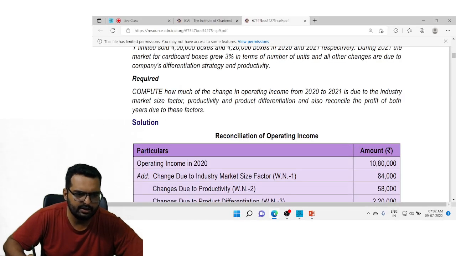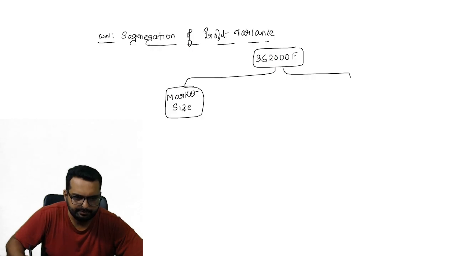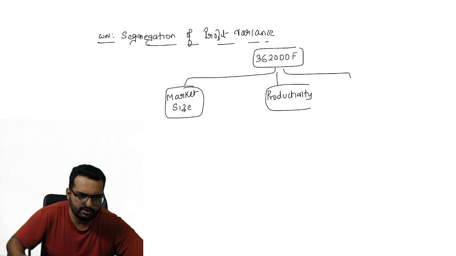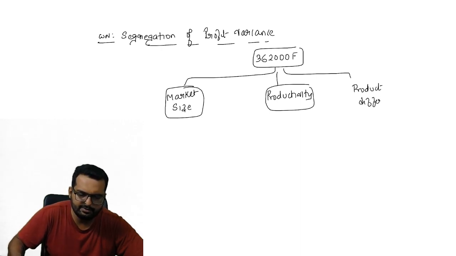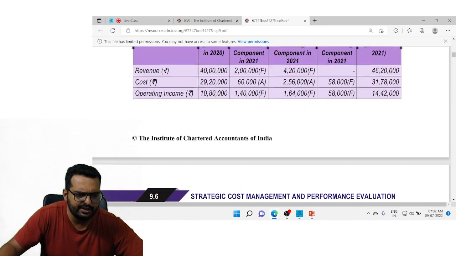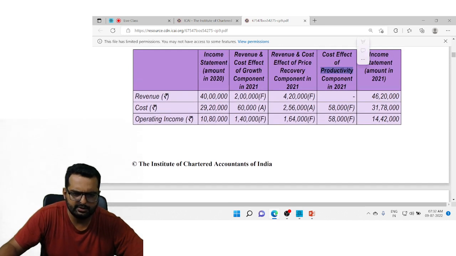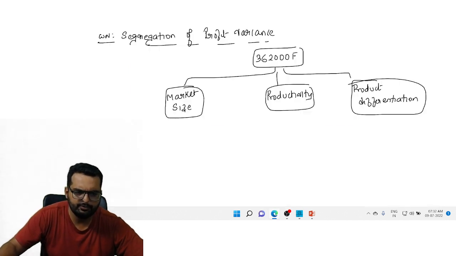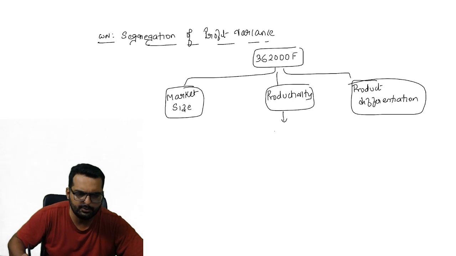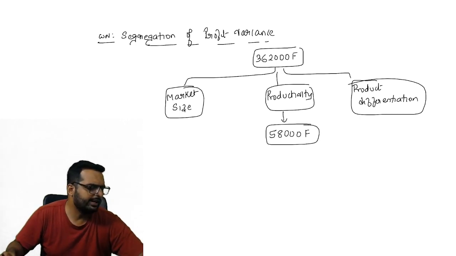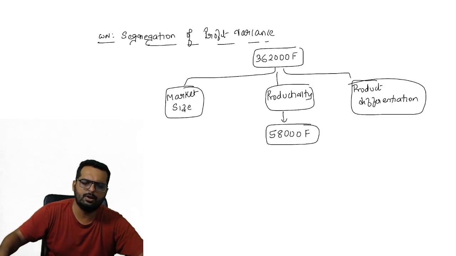What is the second one they have told? Productivity. And what is the last thing they have told? Product differentiation. They use some different terminologies, friends. Productivity is already there in the question. How much is the productivity? 58,000 favorable. So I'll put that first. The remaining two we have to find out. Can you draw this chart in your books now?